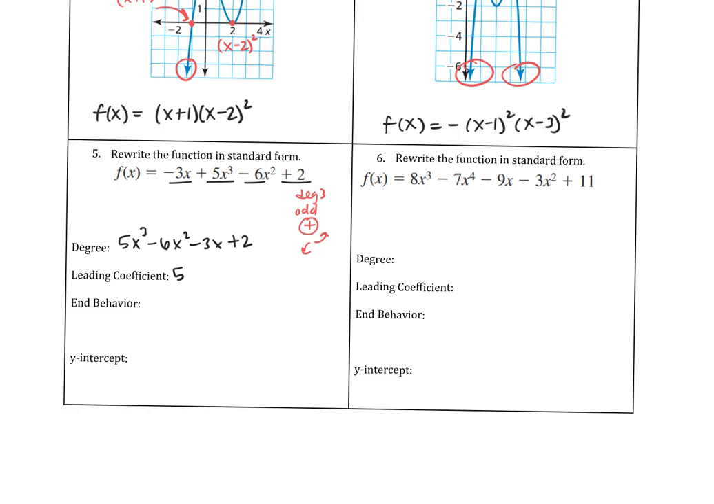So as x goes to negative infinity, f of x goes to negative infinity. And as x goes to positive infinity, so does f of x. And that y-intercept, I can read it out here on the end. It's going to be 0, 2.